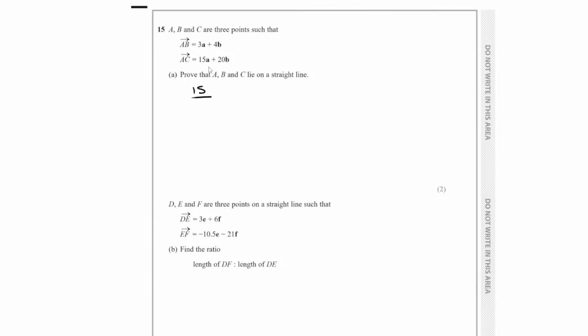So compare the a coefficients. 15 divided by 3 is 5. So you see how, in terms of the a's, AC is 5 times bigger. Now, if they're parallel, the b coefficients will also be 5 times bigger. It has to be the same scale for both. So then I can do the biggest, 20, divided by the smallest, 4. I also get 5. So that tells me that they are parallel.